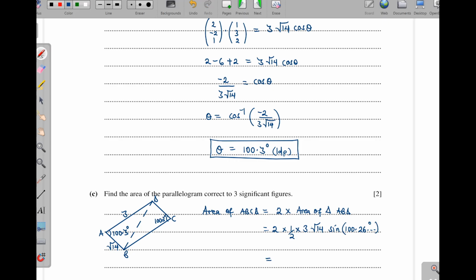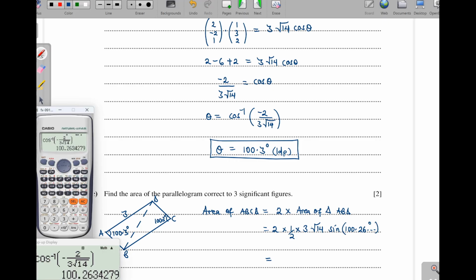So what do we get here? Now, the answer that I got here, I'm going to leave it there. And then I just say, of course, 2 times a half, that one goes. So we have 3 root of 14. Then from there, we say sine of the answer we got. And then to 3 significant figures, we shall get 11.0.